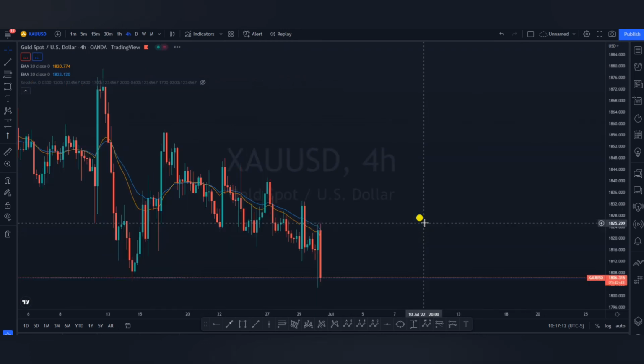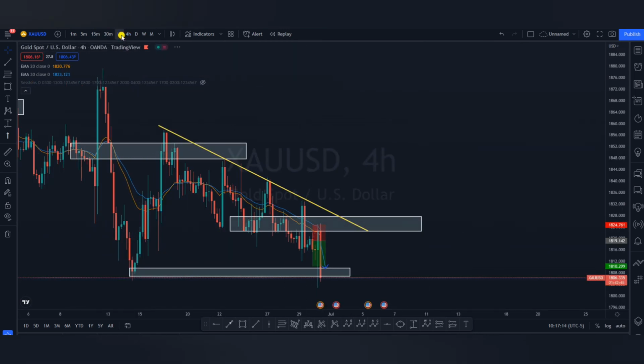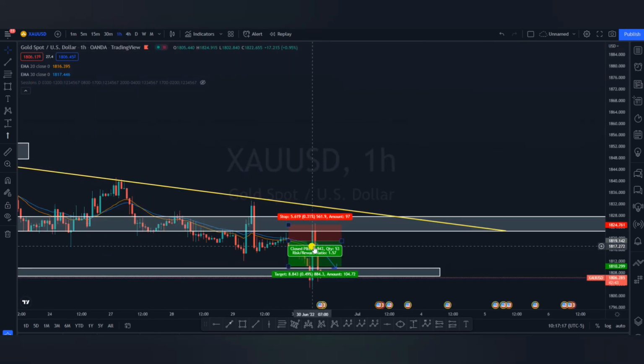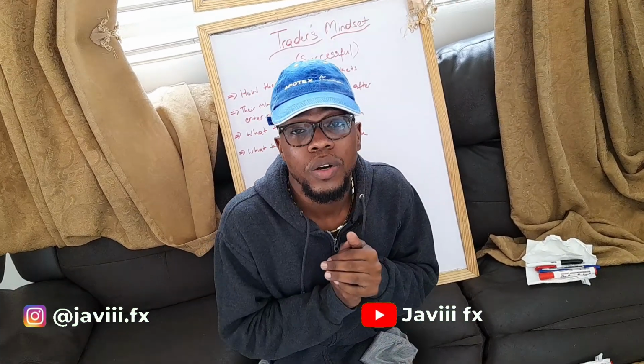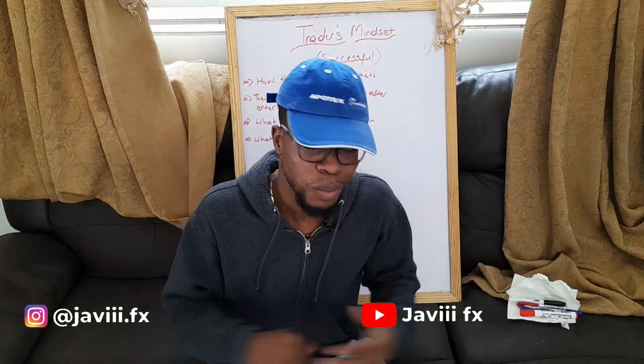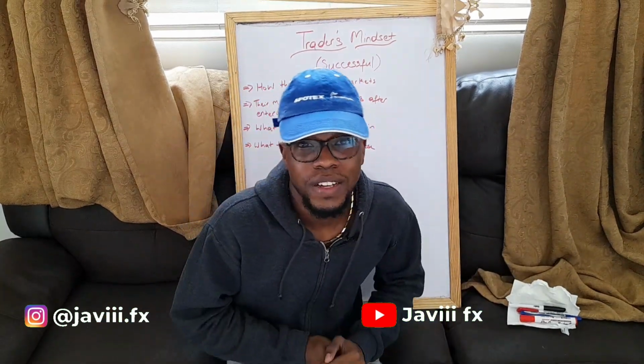And with the gold trade, this was an 88.4 pip target. The market hit the take profit, went a little bit lower, and then came above around the time when New York kicks in. So with that said, guys, learn the skill. It works wonders. This is Javiii. Peace.